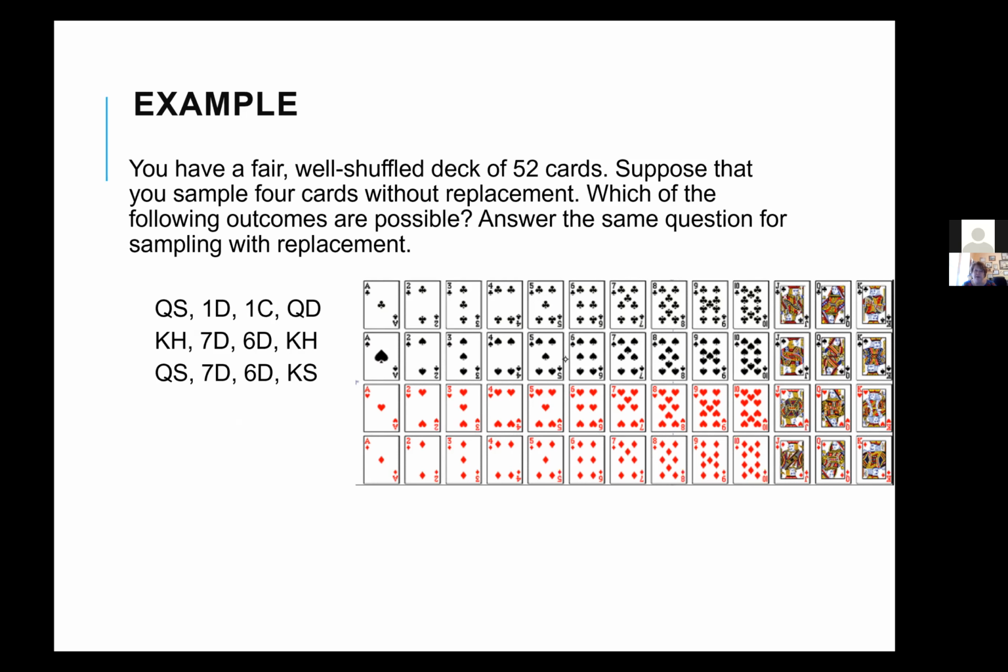The third scenario says that I get the Queen of Spades, the 7 of Diamonds, the 6 of Diamonds, and the King of Spades. And that is certainly possible because no card is being repeated. So I could certainly do that if I'm drawing from the deck without replacement. I could get the Queen of Spades, the 7 of Diamonds, 6 of Diamonds, and the King of Spades. But I can't get the second scenario because without replacement, I can't draw the same card twice. Now, with replacement, all 3 of these scenarios are perfectly plausible.